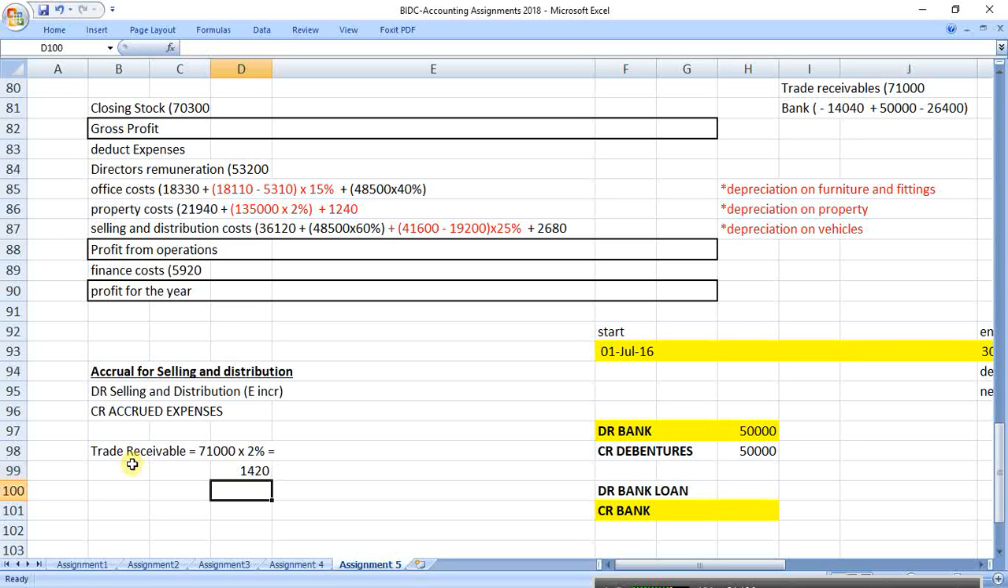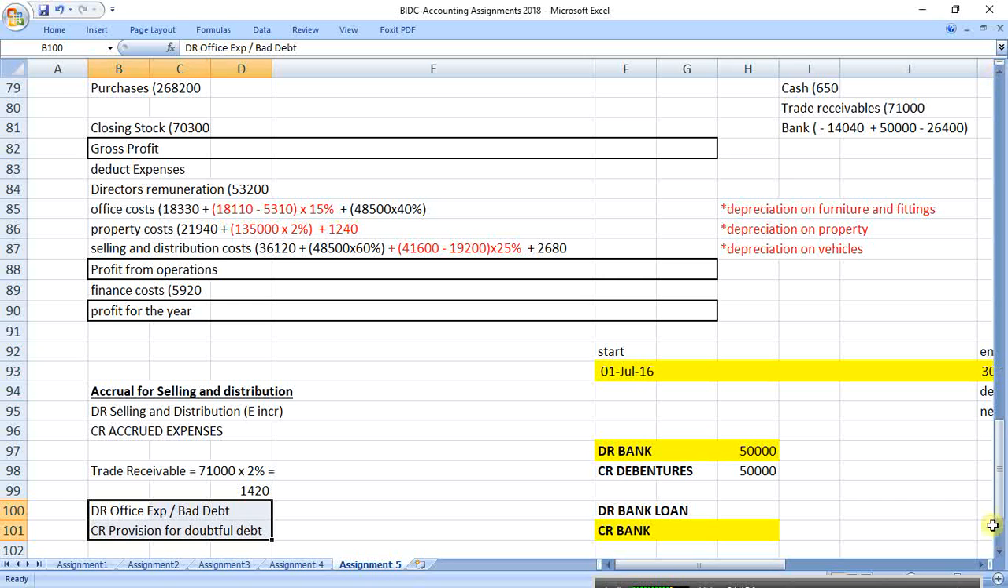Yes, agreed. Okay, where are you going to put that? The office. They told you charge to office expenses, right? So this is what you would have debited. Normally you would have debited bad debt, right? But they're telling you to use office expenses. Then you would have credited the provision for doubtful debts. What's special about the provision for doubtful debt? It must be disclosed against the trade receivables.